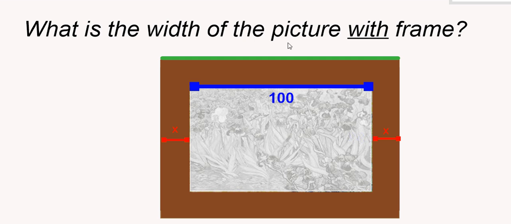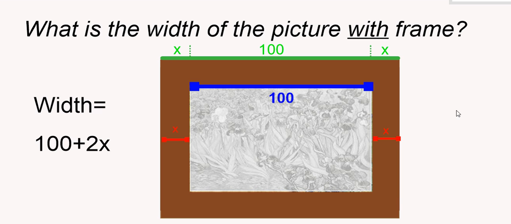So what we really want to find out now is if the picture is 100 centimeters wide and we have these frame dimensions of x units on both sides, then what's the width of the entire picture with the frame, which I've shown here in a green line? Well, if we start at the left corner, we go x centimeters, then we go 100 centimeters, and then we go x centimeters. So if we combine that together, we can say that the width of the picture, including the frame, would be 100 centimeters plus 2 x's. So 100 plus 2x is the width of the picture with the frame.